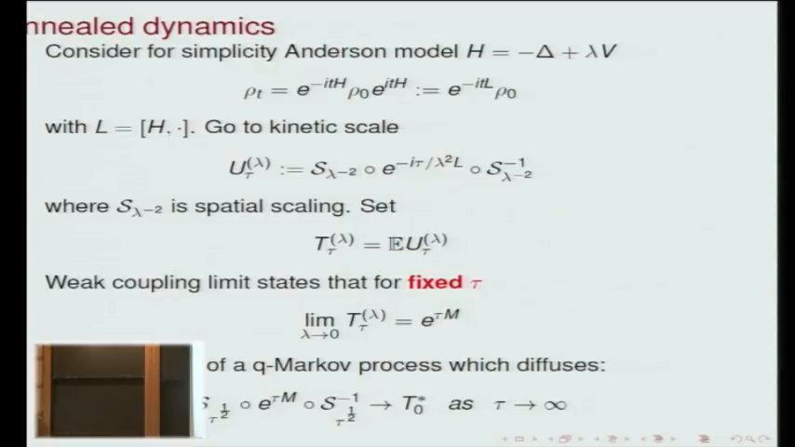Okay? So the weak coupling limit states that this non-random operator has a limit as lambda goes to 0 for fixed tau. And the limit is a Markovian semigroup, so it's the exponential of tau times a Markov generator. And moreover, this is a semigroup which diffuses. Namely, after you have taken that limit, if you look at the long tau limit and do the usual diffusive scaling, you get something fixed, some diffusive behavior.